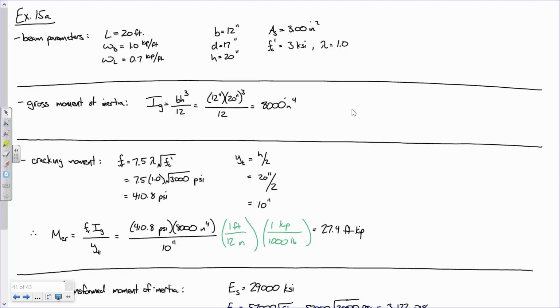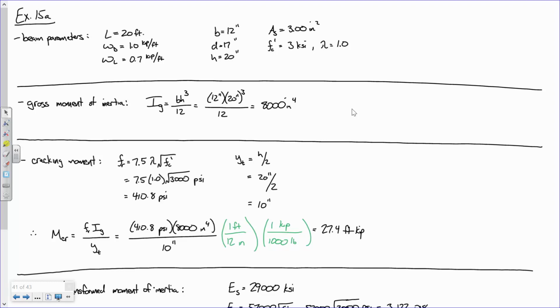FRIG over YT, we plug and chug. That ends up being about 27.4 foot kips. That's relevant because we're going to use that in our effective moment of inertia calc. Plus, it gives us a little bit of a visual cue as to what's going on. When we start looking at our applied moments and we see that they're larger than this, we know that some of the beam is cracked and some of it isn't. So that gives us a little bit of a visual cue.